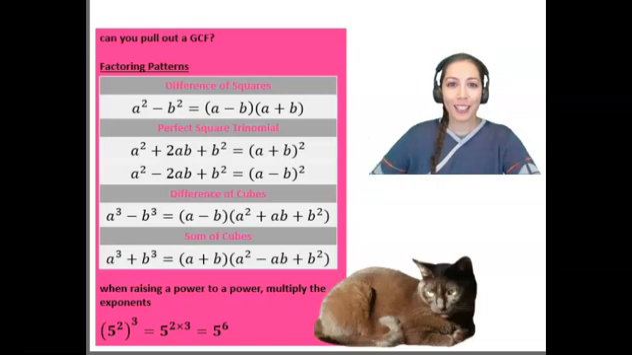My teaching assistant Chloe is here with her latest cheat sheet notes. She wants you to know that when you are factoring, ask yourself, can you pull out a greatest common factor? And then there are 4 factoring patterns that we're going to talk about: difference of squares, perfect square trinomial, difference of cubes, and the sum of cubes. And when you are raising a power to a power, you multiply the exponents together.